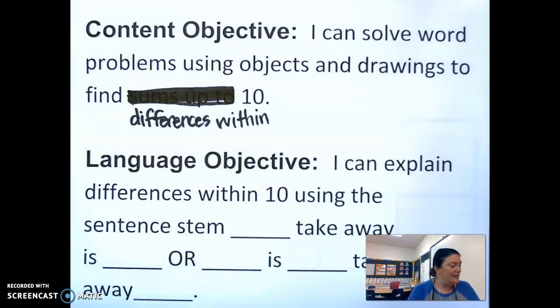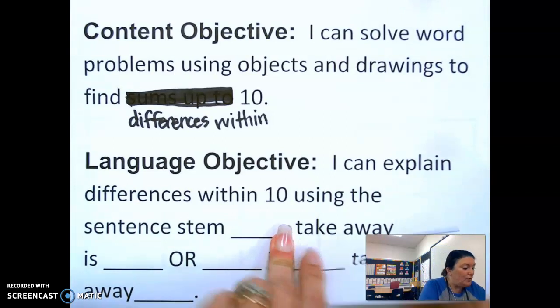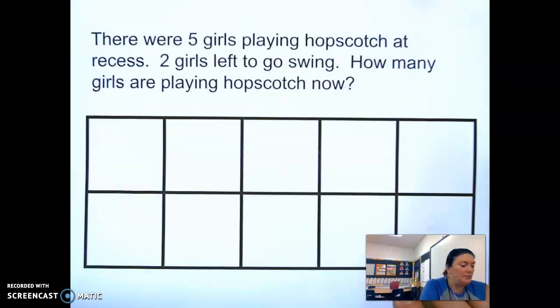So again, our language objective now states that I can explain differences within 10. I got it right that time. Using the sentence stem blank, take away blank is blank, or blank is blank, take away blank. So let's get started. Remember that a word problem is simply another name for a math story.